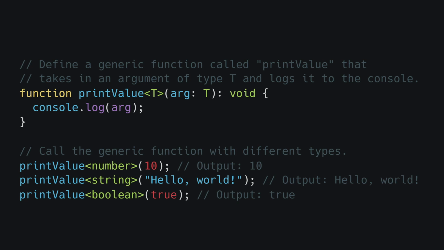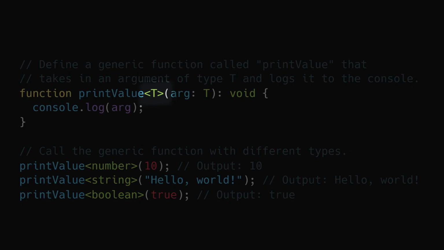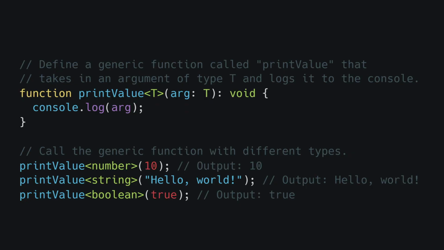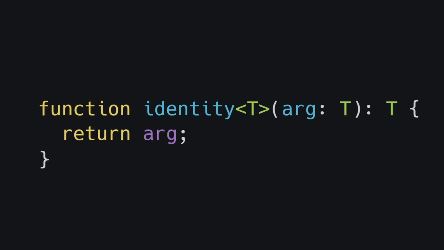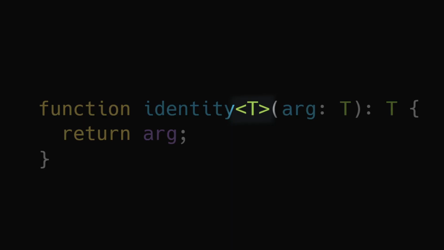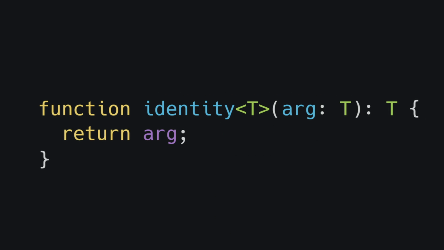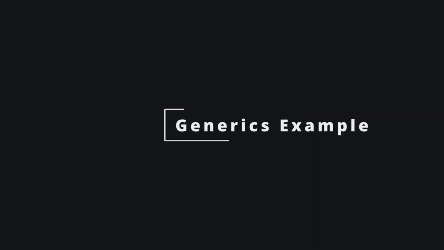To use generics, we simply add a type parameter inside angle brackets after the name of a function, interface, or class. This type parameter represents a placeholder for a specific type that will be provided when the code is used. Let's take a look at a simple example. Imagine we have a function called identity that takes in an argument and returns the same argument. We can make this function generic by adding a type parameter, conventionally represented as T. Here, T can be any type, and TypeScript will infer the actual type based on the argument provided during the function call. This is known as type inference.